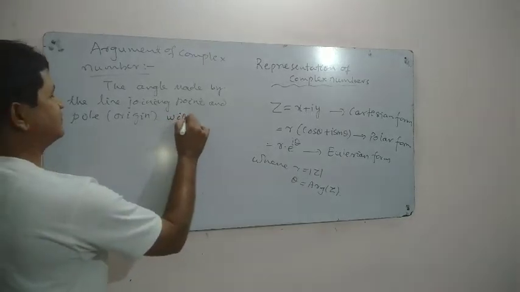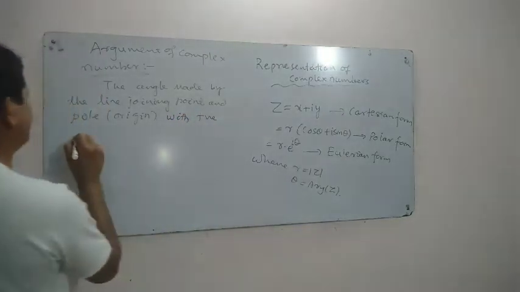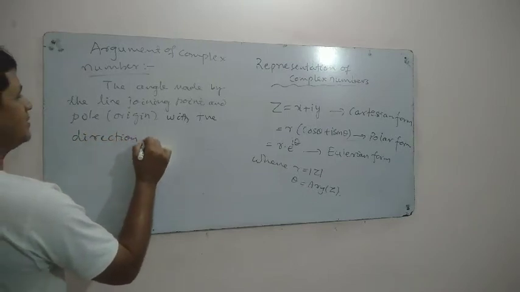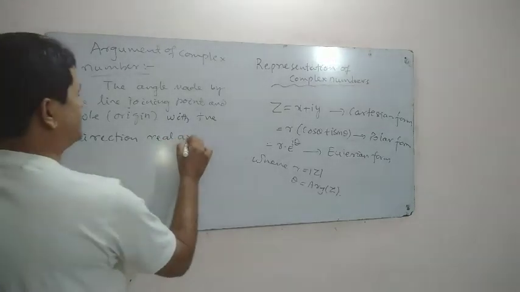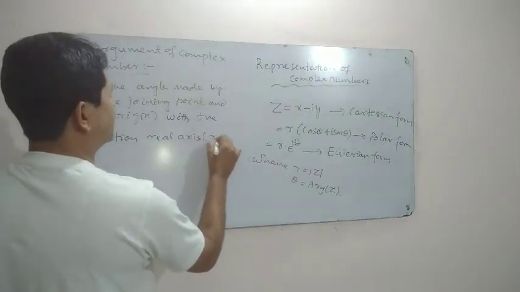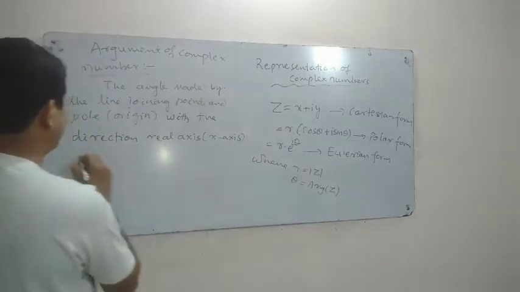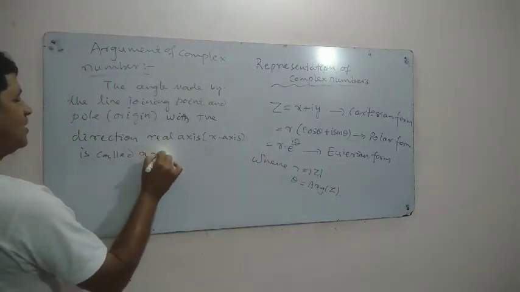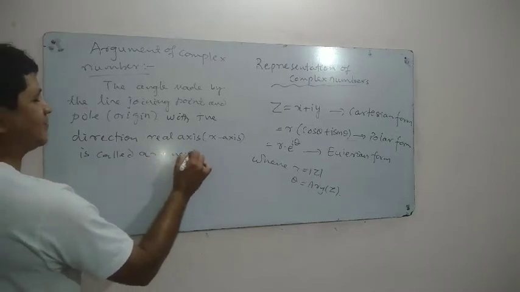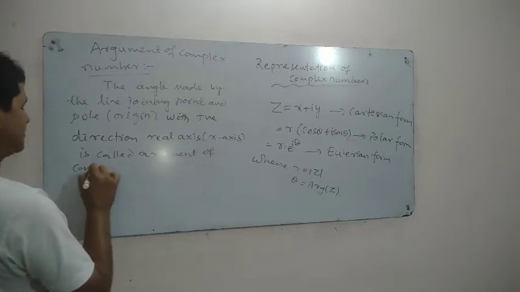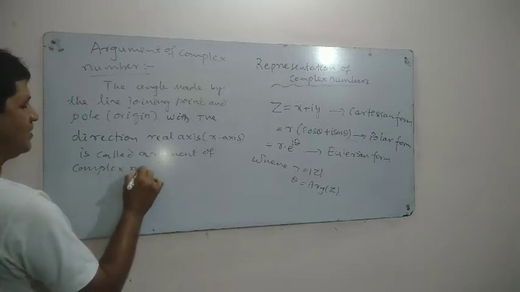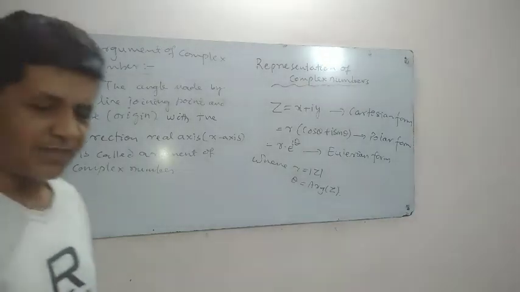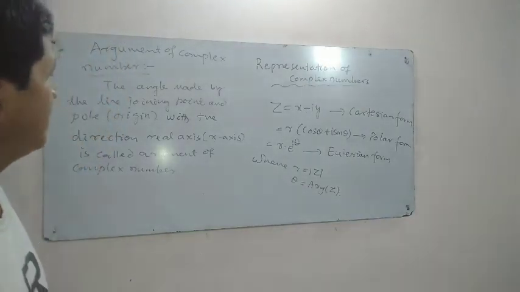Real axis means x-axis. This angle is called the argument of a complex number. Look at students, what is the argument of a complex number?